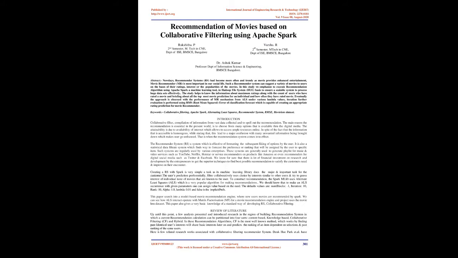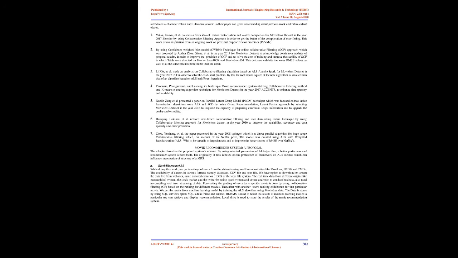The recommender system, RS, is a system which is capable of foreseeing the subsequent liking of options by the user. It is also a statistical data filtering system which finds ways to forecast the preference or ranking that will be assigned by the user to a specific item. Such systems are regularly used by various enterprises. These systems are generally used to generate playlists for music and video services such as YouTube, Netflix, Hotstar, or as recommenders for products like Amazon, or even for digital social media such as Twitter and Facebook.